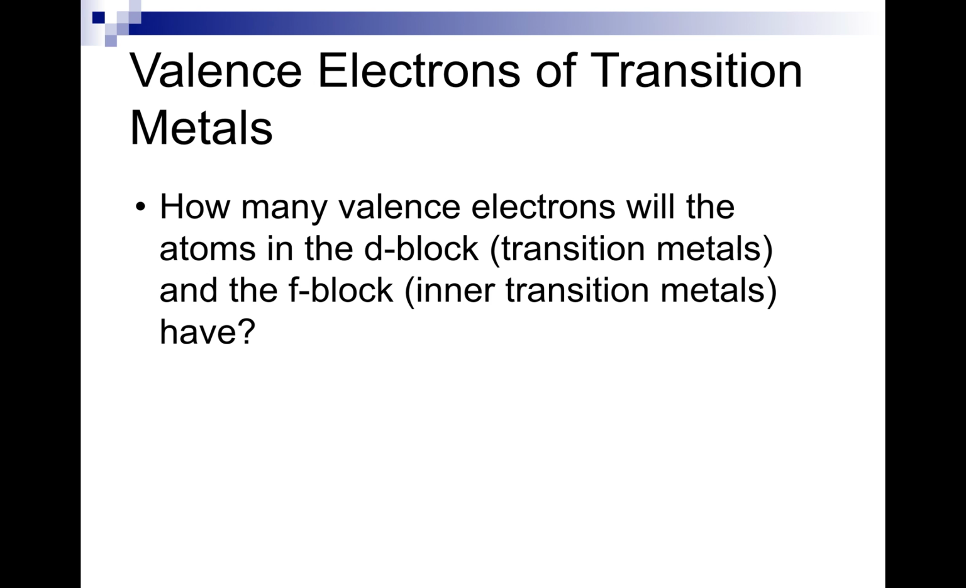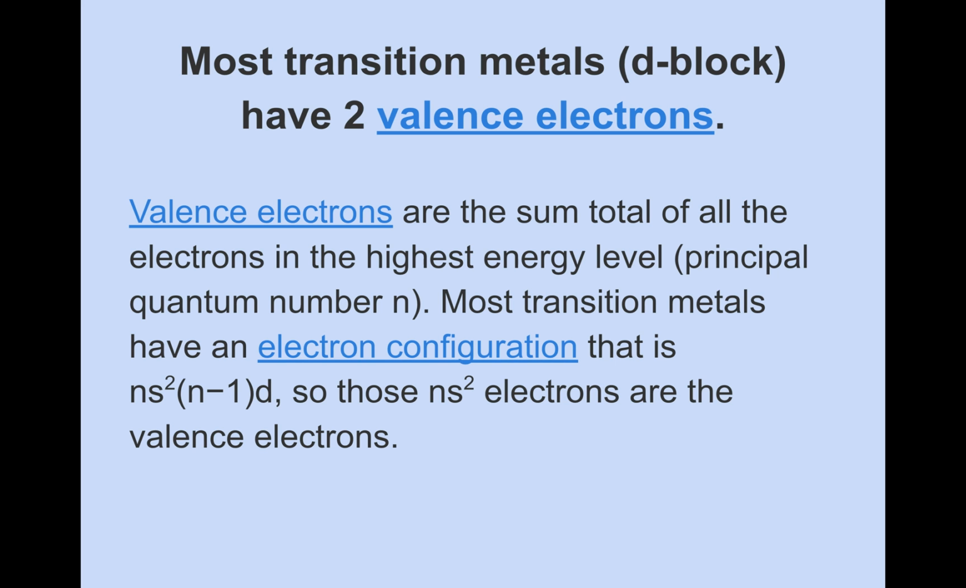So how do you determine valence electrons in the d block, the transition metals, and the f block, the inner transition metals? Most transition metals in the d block have 2 valence electrons. The valence electrons are the sum total of all the electrons in the highest energy level, principal quantum number n. Most transition metals have an electron configuration that is ns2 and then n-1 d. Remember, it goes down by 1 in the d block, the energy level does.